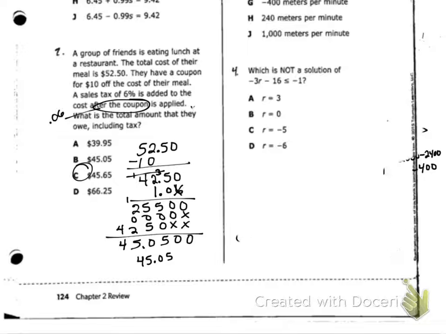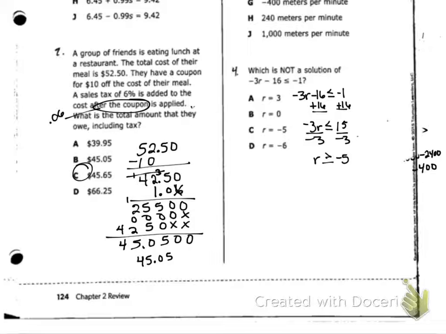Number 4. Which is not a solution of negative 3r minus 16 is less than or equal to negative 1? Alright, so all we're going to do is just solve it and see which one would not work in my number sentence. So the first thing I'm going to do is try to get r by itself. The first step would be to add 16. So I have negative 3r is less than or equal to negative 1 plus 16, which is 15. Next step, divide by negative 3. Because I'm dividing by a negative, my sign flips. 15 divided by negative 3 is negative 5.